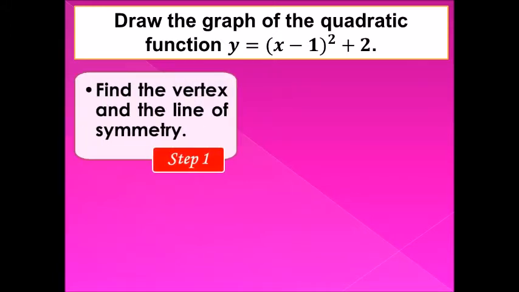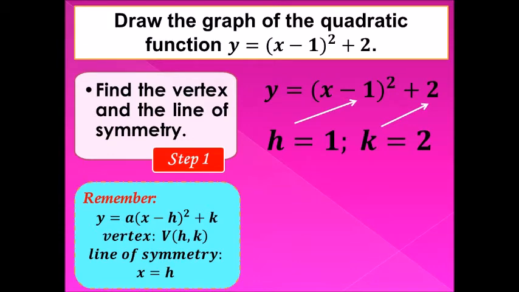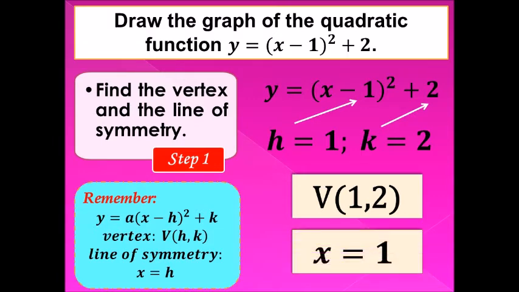Step 1. Find the vertex and the line of symmetry. Take note that if the quadratic function is written in the vertex form, the vertex can be obtained by using the coordinates (h, k), and the line of symmetry is the equation x = h. In our example, y = (x - 1)^2 + 2, h = 1, and k = 2. Therefore, the vertex is the coordinates (1, 2), and the line of symmetry is the equation x = 1.